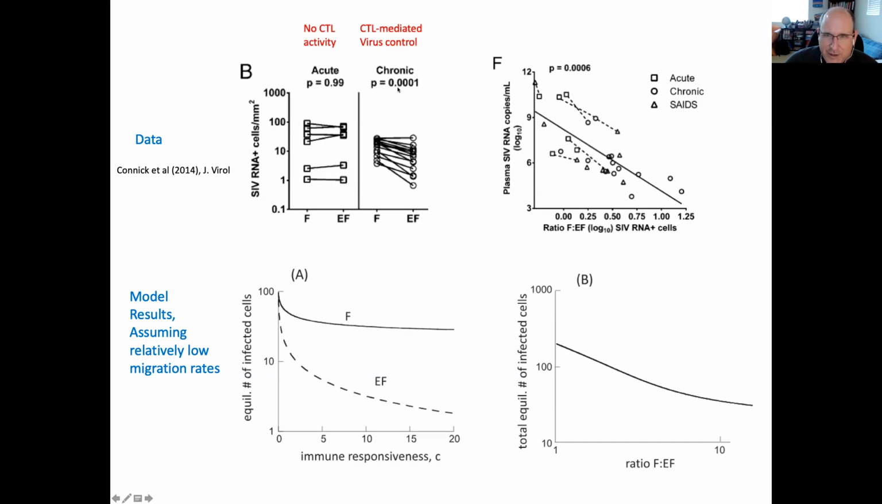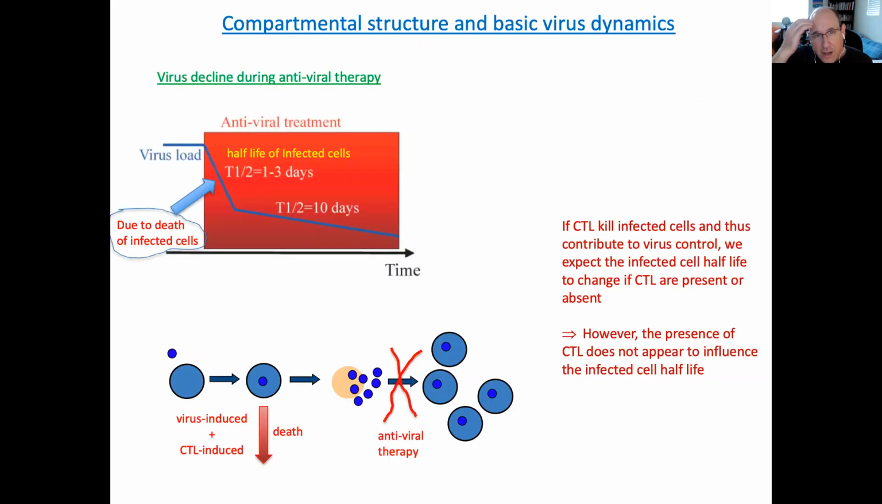So that recapitulates these experimental data, and we can also plot it in this form of the ratio of the amount of virus in F to EF versus the total equilibrium number of infected cells. If the total equilibrium number of infected cells is high and the immune response is basically not very effective, then the F to EF ratio is 1, just like in the experimental data, and it goes down if the virus load is lower because there are more CTL now, which results in that compartmentalization. So that's good because we have a model that can recapitulate what the data shows us, and that's always comforting.